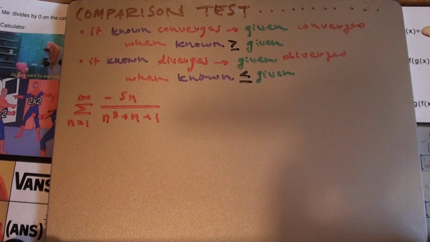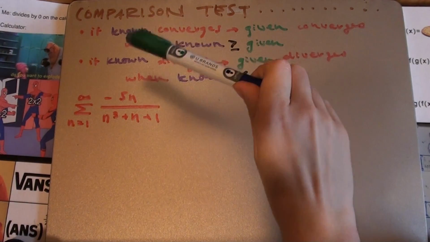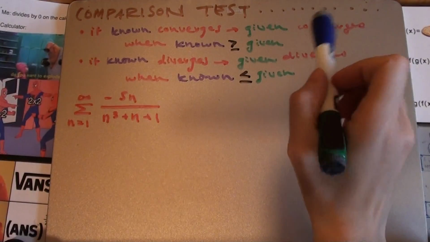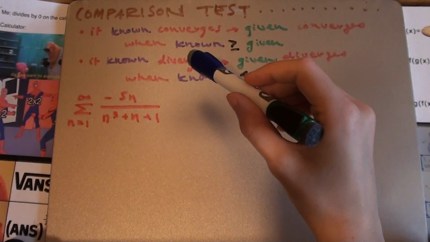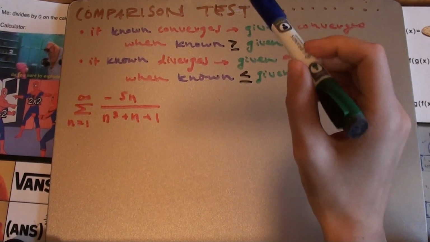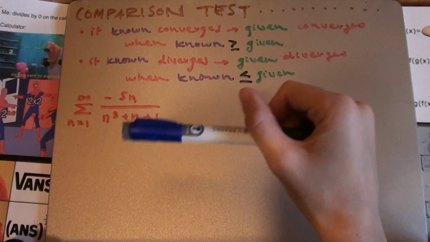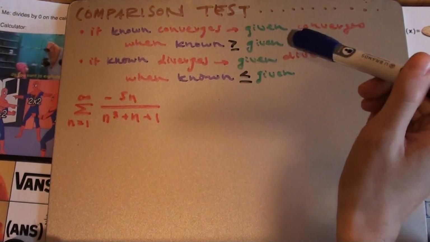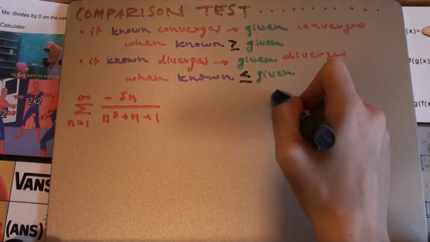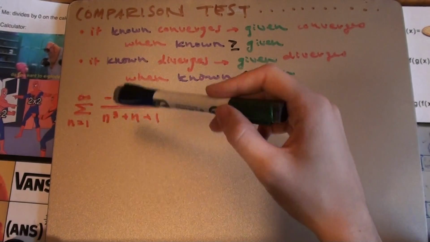Before we get started, the comparison test states that if we're working with a known series and we know that the known series is convergent, then we can conclude that our given series converges when we've made the comparison and determined that the known series is greater than the given. Similarly, if the known series is divergent, we can conclude that the given series is divergent when we know that the known series is less than the given series. To help demonstrate that, I have a series we're working with right here.